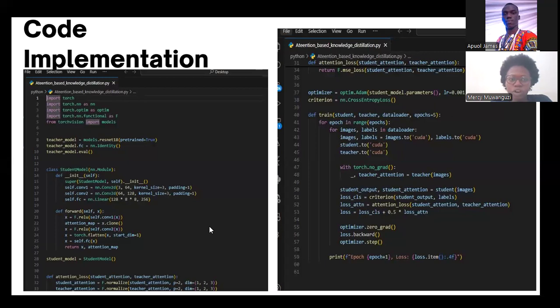So moving to our code implementation, I'm going to invite my colleague to take you through that.